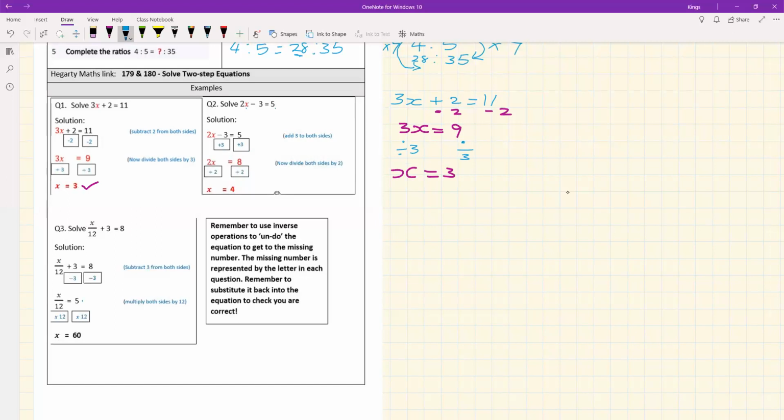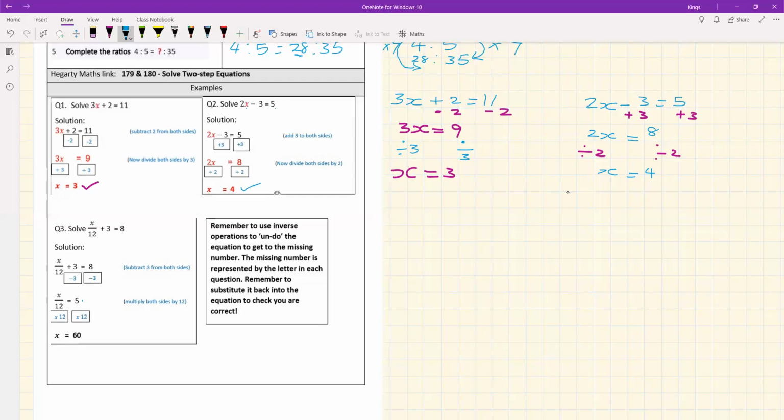Okay. Second question, we've got 2x take away 3 equals 5. Again, we undo what they did. So we add 3 to both sides. 3 minus 3 adds 3 is 0, so we're left with 2x here equals 5 add 3 is 8. Now we're going to divide by 2 to get rid of 2, and divide by 2. So here x equals 8 divided by 2 is 4. Now substitute to see if that works. 2 times 4 is 8. 8 take away 3 is 5.